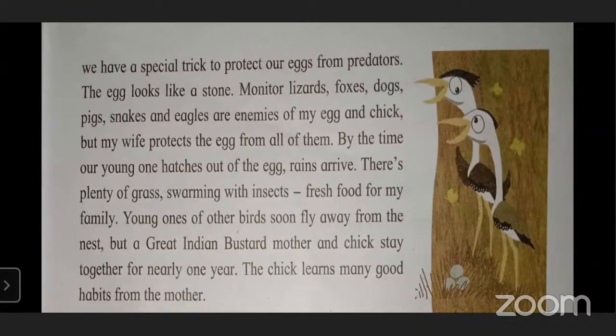The eggs look like stones. On the grassland, they can easily keep their eggs. The predators think they will not touch what looks like a stone. Monitor lizards, foxes, dogs, pigs, snakes, and eagles are enemies of my egg and chick. But my wife protects the egg from all of them. Since it looks like a stone, they easily keep their egg on the grass, and they don't need to keep it in a nest.